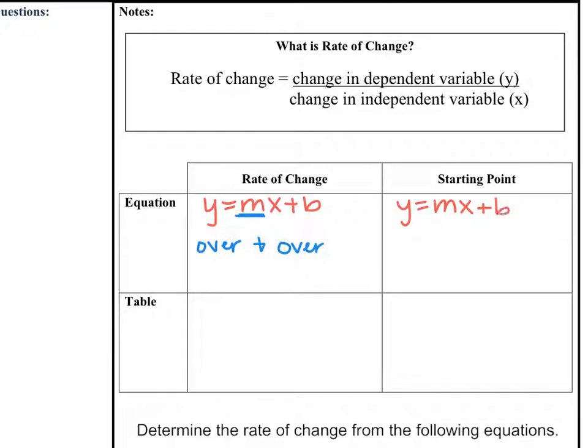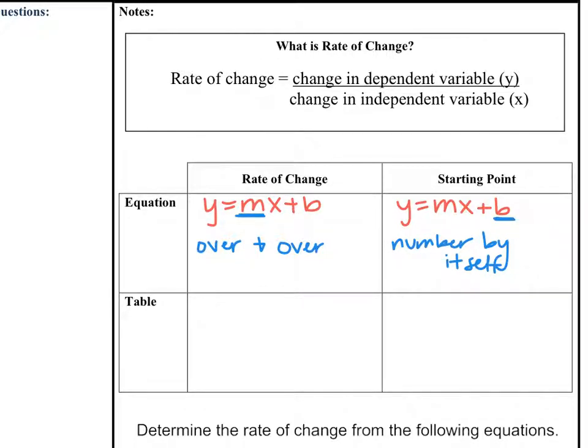The starting point would be the b, and that is a thing that happens once. And when we wrote equations in unit 3, we saw the same thing. It happens one time, and it's our starting point. So the number that's by itself is going to be our starting point, because it happens one time.